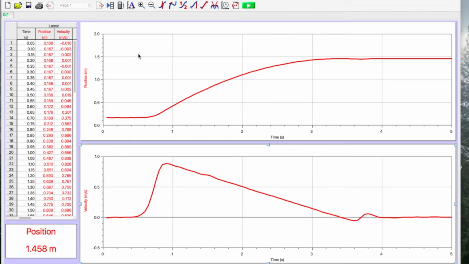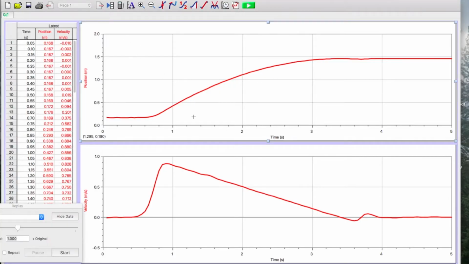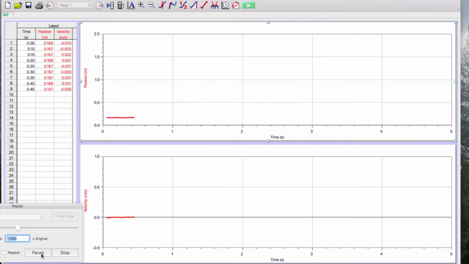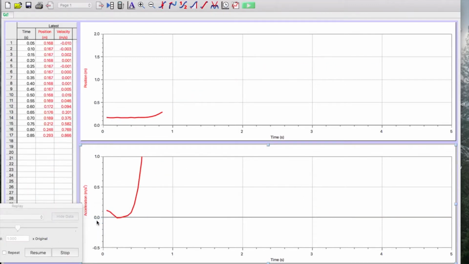All right, we're going to look at this again, except we're going to look at the acceleration graph. This is trial 2, slowing down in a positive direction. Now going over to acceleration.